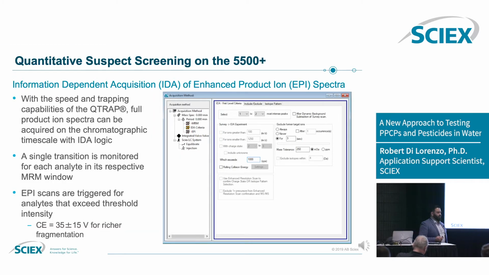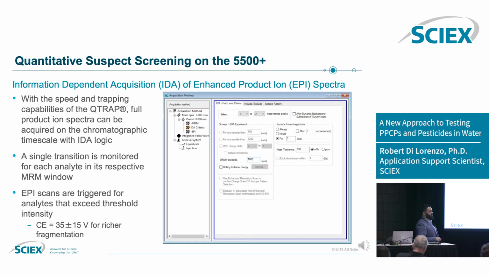What's really nice about the QTrap is you can use IDA workflows to trigger enhanced product ion spectrum. So here I have a kind of a dummy method set up. I have an MRM method, the same MRM method I could have. You can have a scheduled MRM method, just like I showed from previous slides.